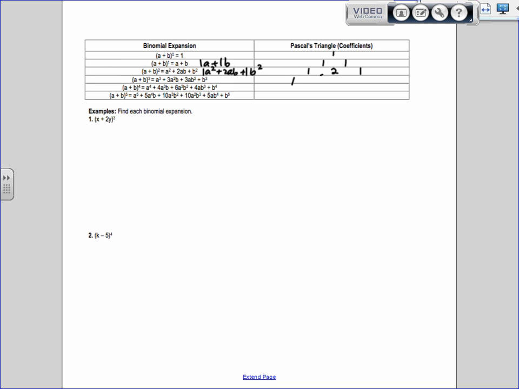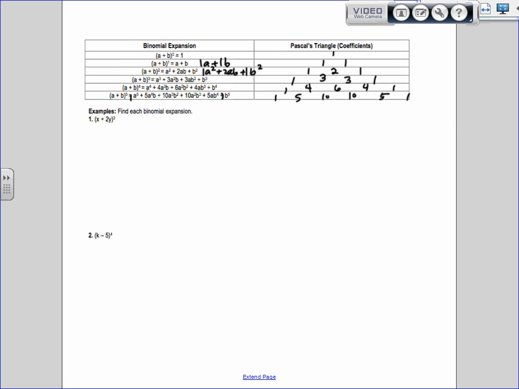So then it's 1, 3, 3, 1, 1, 4, 6, 4, 1, and 1, 5, 10, 10, 5, 1. Just so you can see that these numbers are there. 1, 5, 10, 10, 5, 1. So we can end up doing this pretty quickly. We can multiply (x + 2y) raised to the 3, and we can do it very, very speedily.